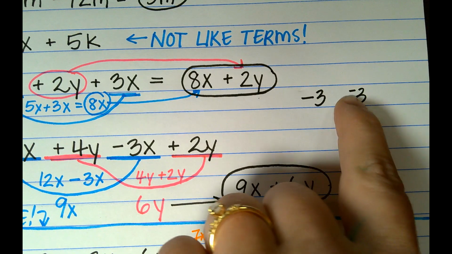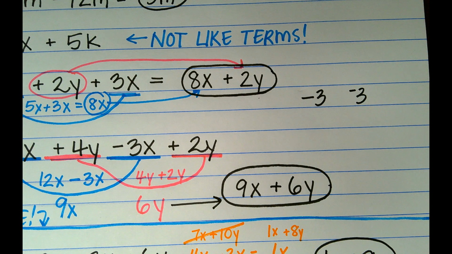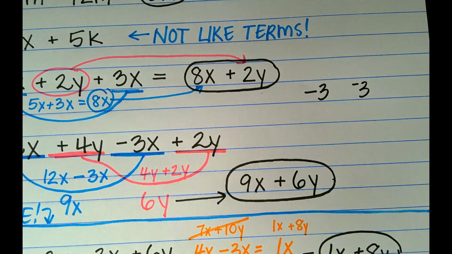Even though they teach it to you this way, we want to get used to the idea that -3 is the same thing as -3. It's totally the same thing. Because if I have 0 plus -3, the answer is -3. If I have 0 minus 3, the answer is -3. It's going to end up being the exact same thing.